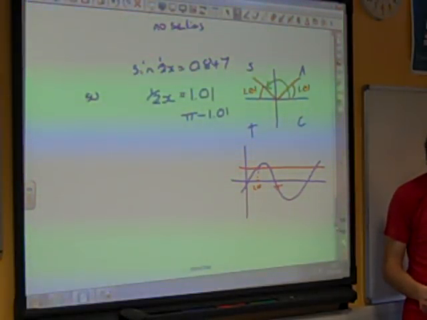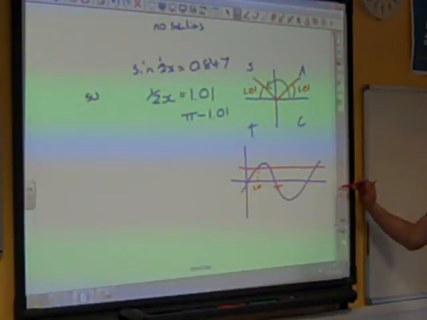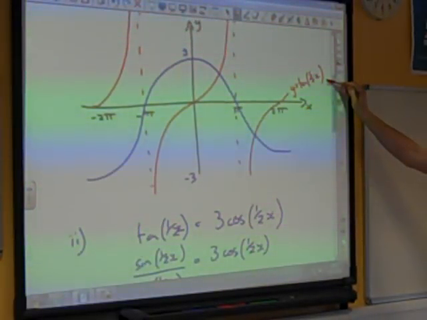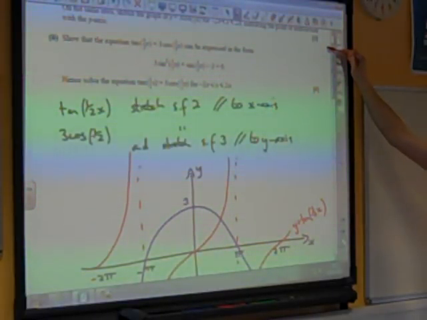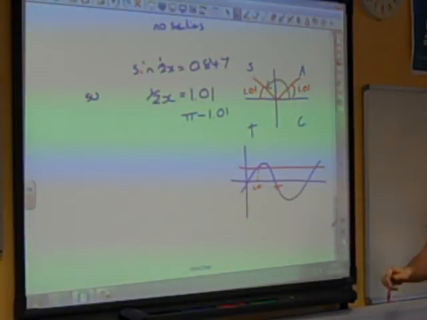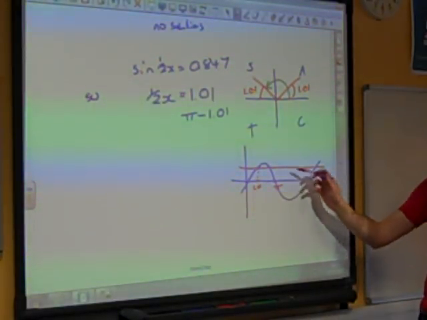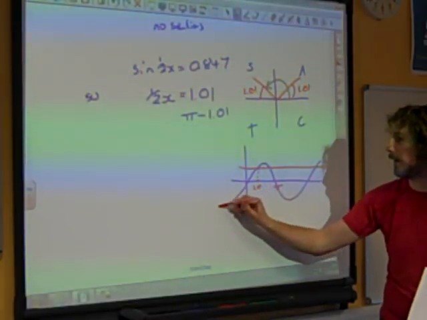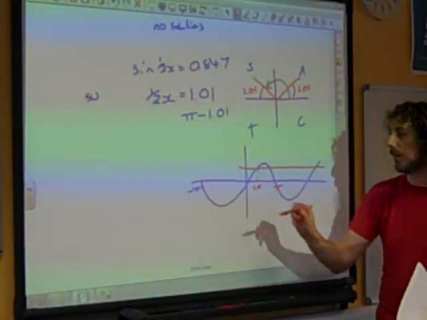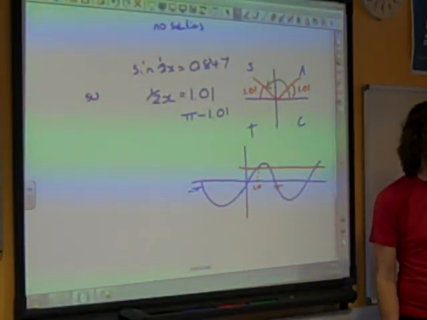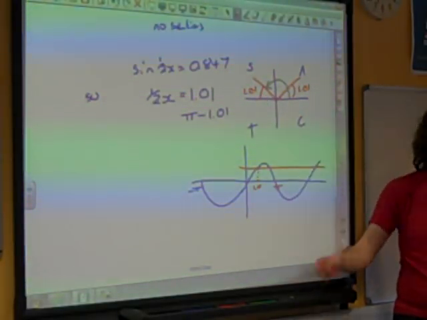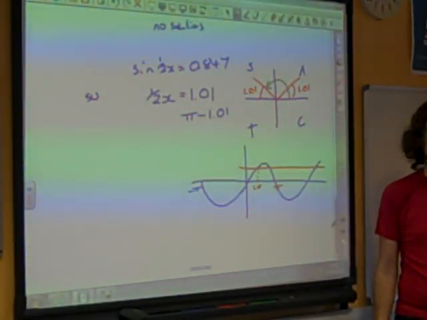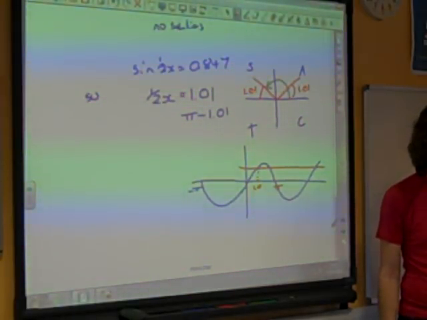We are looking for answers in the range minus 2 pi to 2 pi, so half x is from minus pi to pi. Actually, we should have been considering this bit of the graph as well, shouldn't we? But it's all right because it doesn't come back in that range to give us any values. They're the only two in the range minus pi to pi. So that's it. Finally, we're going to double those two answers.